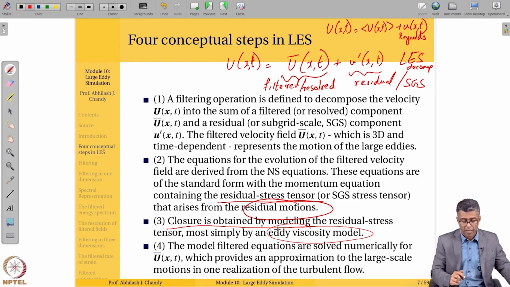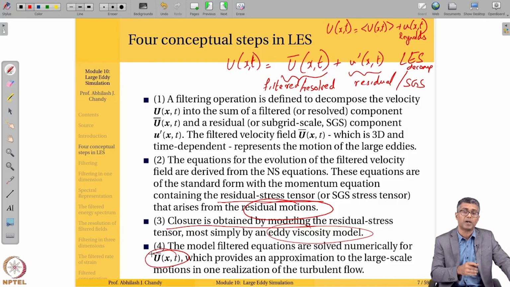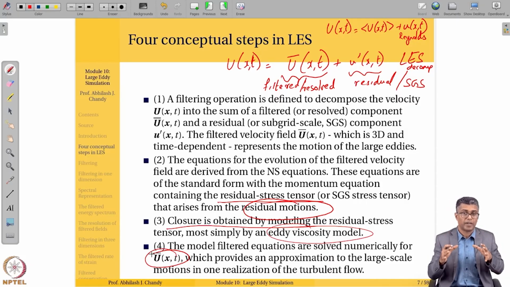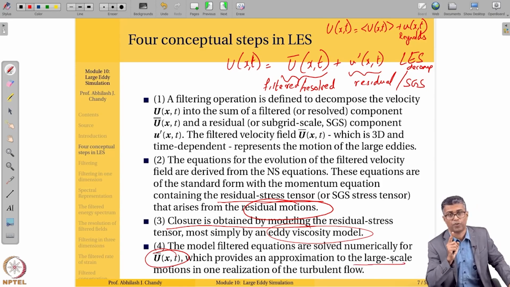Finally, the fourth step is that the model filtered equations are solved numerically for U bar. Your filtered equations are in terms of U bar. So you are solving for U bar at every point in space, at every point in time. When I say every point in space, it is for a coarse grid, right? It is on the filtered grid. It is on the coarse grid corresponding to the large scales. So this provides an approximation to the large-scale motions in one realization of the turbulent flow.